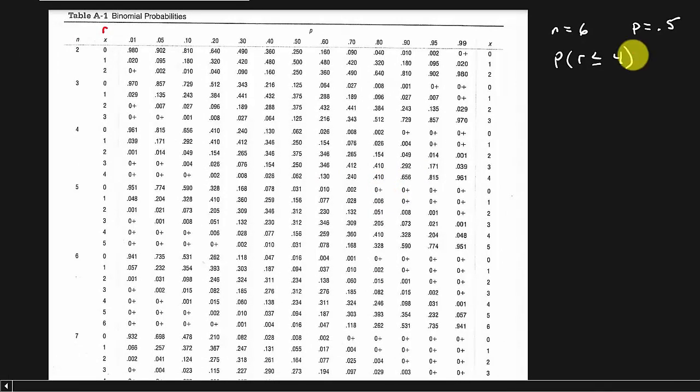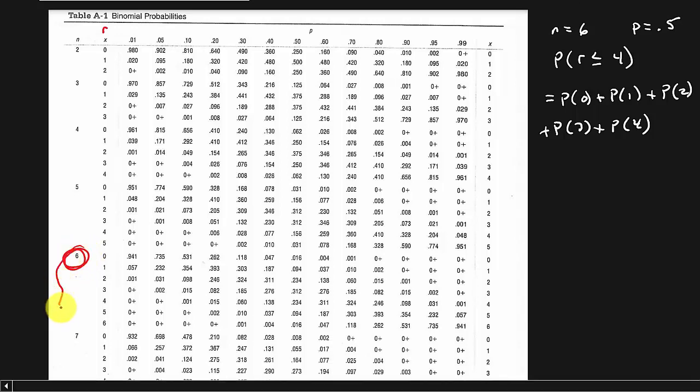So the way we look this up, remember, we've got to get the probability of 0 plus the probability of 1 plus the probability of 2 plus the probability of 3 plus the probability that r equals 4. So we have to do all of those. You look at your n, which is 6, so we are in this section right here where n is 6. That's the block we're looking at, from this number over here in the far left column.